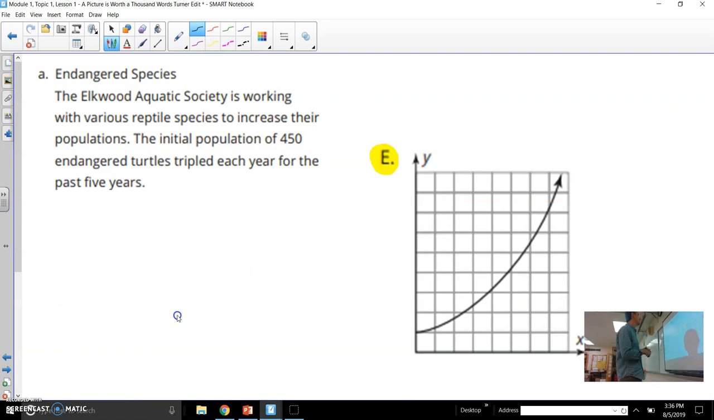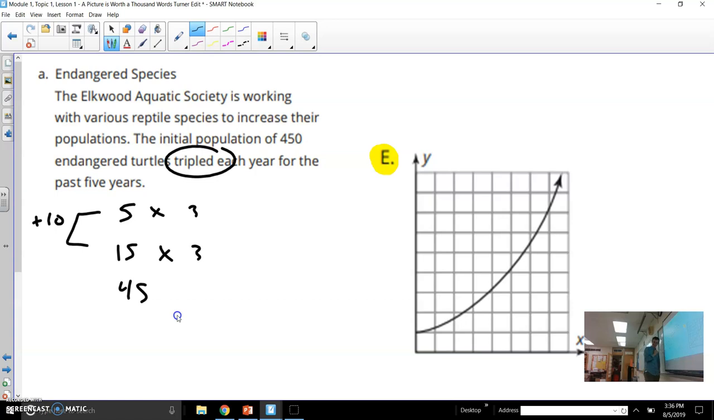So why do we think it's E? Well, first of all, it is increasing the entire time. And if you think about the idea of tripling, for example, let's say I didn't start at a number like 450. That number is fairly large. Let's say you start at the number 5. Well, if I only had 5 turtles and then I triple it, that now goes to 15. Then I triple that. The next year, that's now at 45. And so, from 5 to 15, I only really increased by 10. But that second time, from 15 to 45, it really increased by like 30.